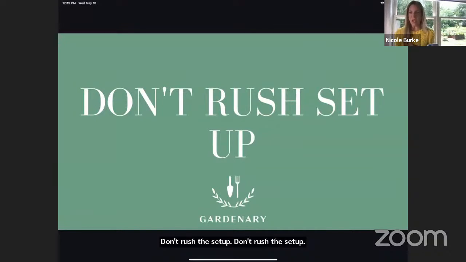The 3 reasons are you ruin your budget, you ruin your plan, and you ruin your priorities. You rush those things and then you forget your priorities, you forget your plan, and you forget your budget. All right, don't rush the setup.